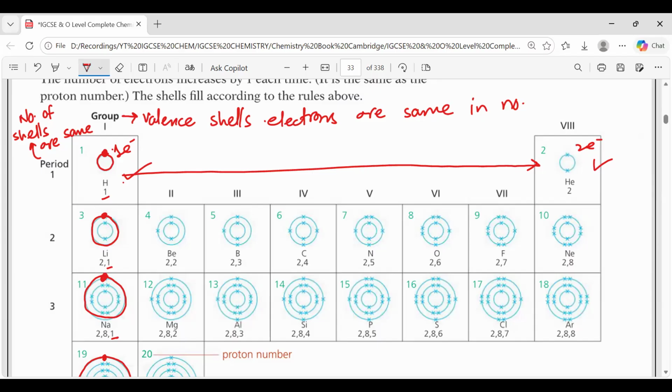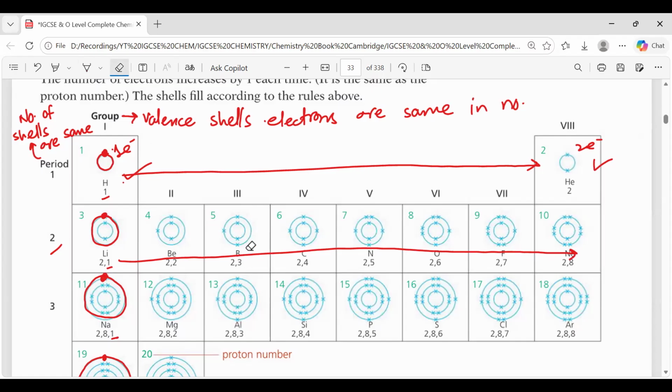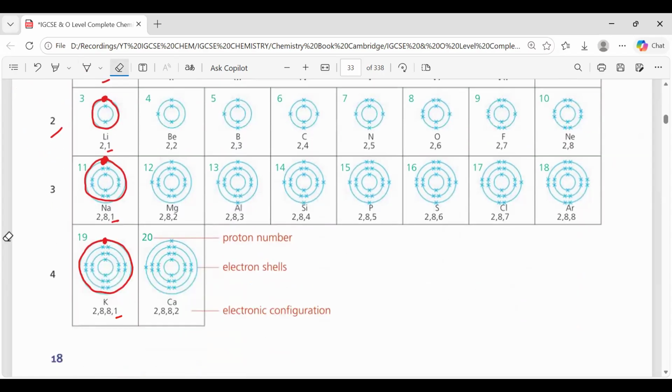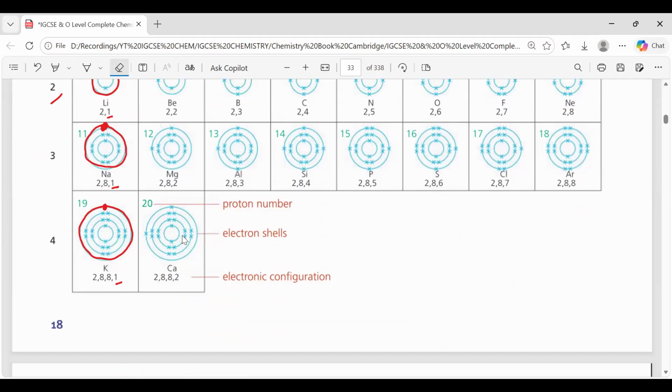If I talk about period number two, what will I say? What is the common thing? Two shells. You see, all of them have two shells. Two shells, two shells, two shells. All the elements are having two shells. Now when we go further, period number three, they will have how many shells? Three shells. Period number four, four shells. Okay, this is how we arrange the periodic table.